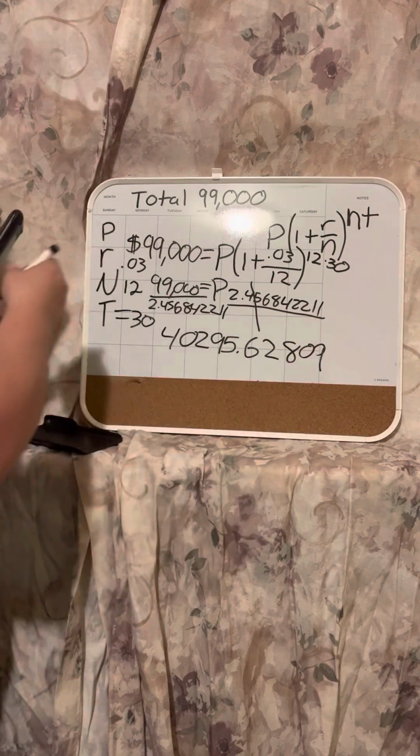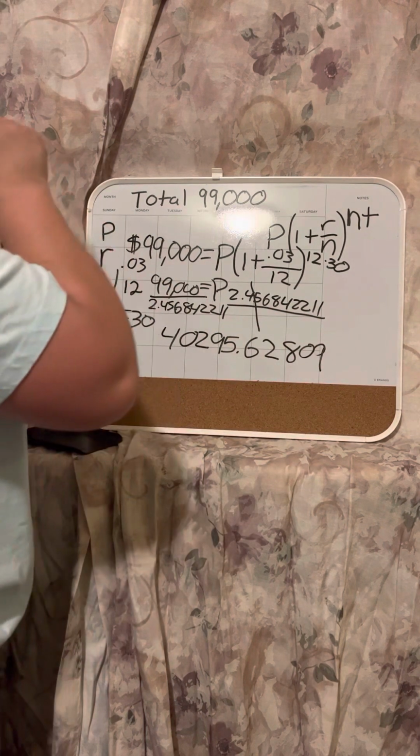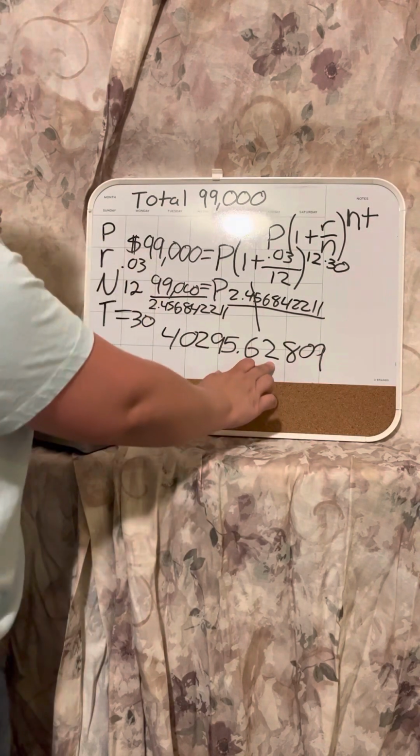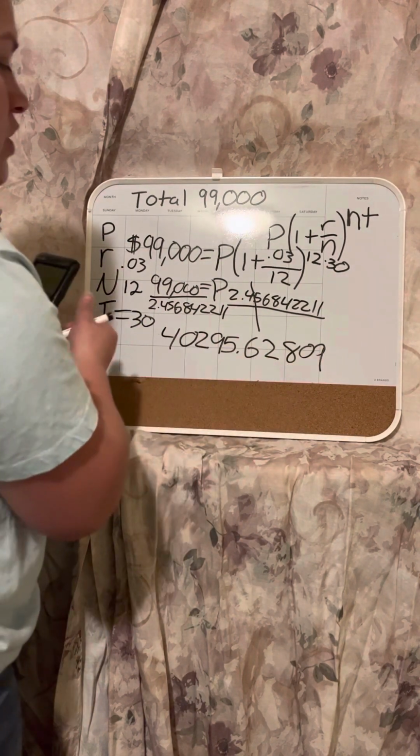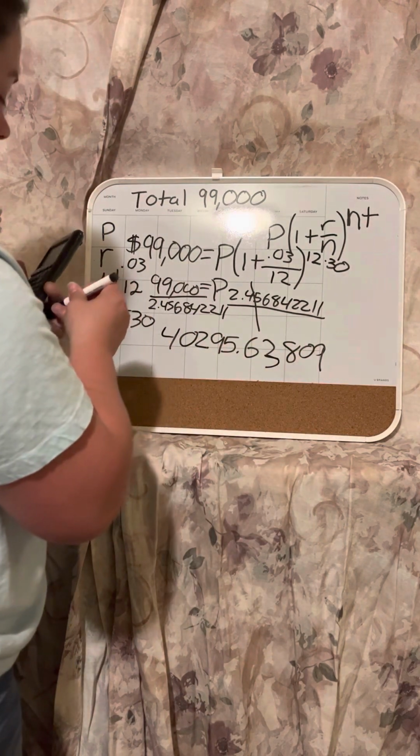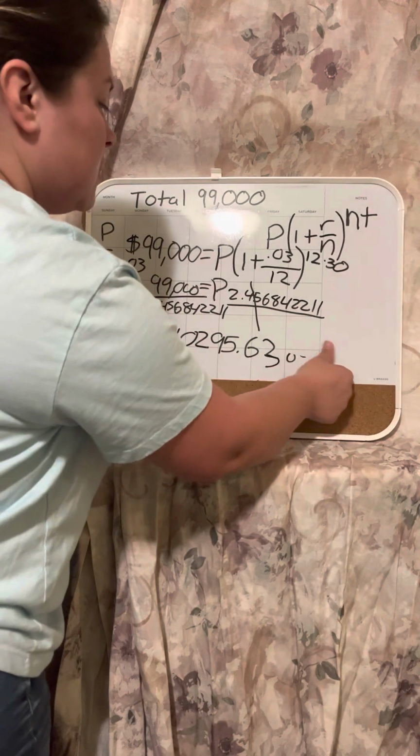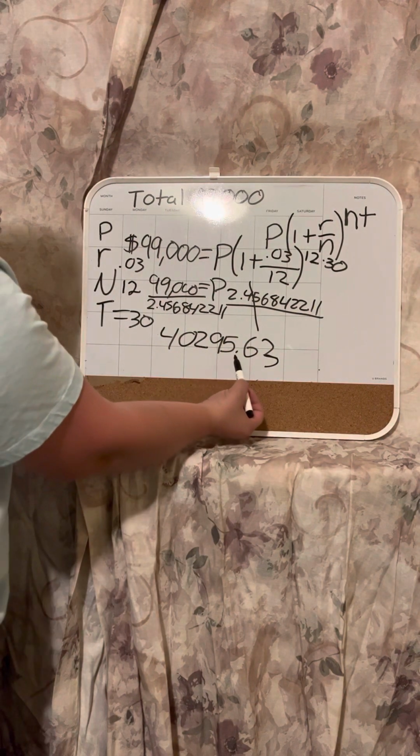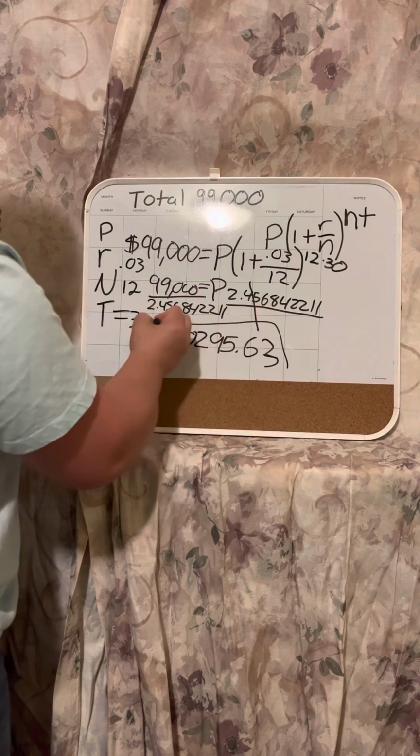40295.62809. And this one's asking to round it to the nearest hundredths. So since that's an 8, we're going to change the 2 to a 3 and erase all the rest. So our final answer for this one would be $40,295 with 63 cents. That's your final answer.